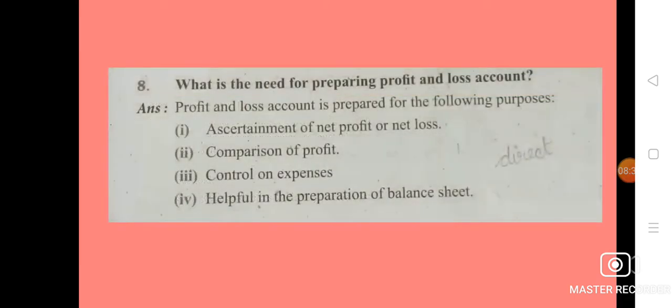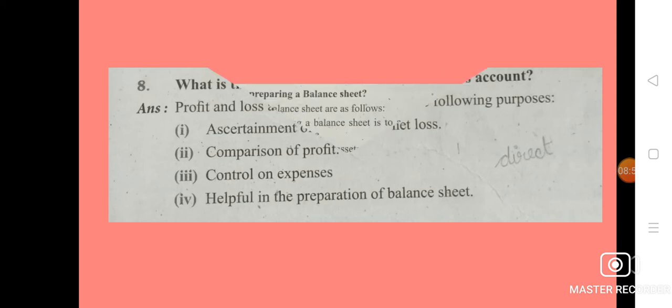Then next, what is the need for preparing profit and loss account? So profit and loss account is prepared for the following purposes: to ascertain net profit or net loss, to compare profit, to control expenses, and it is helpful in the preparation of balance sheet. These are the purposes of preparing the profit and loss account.